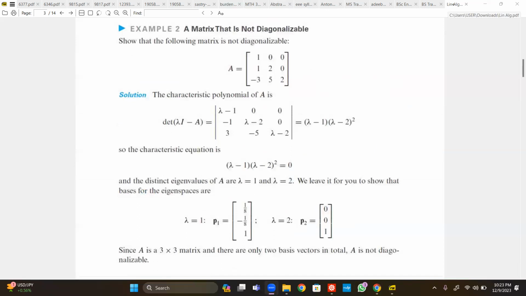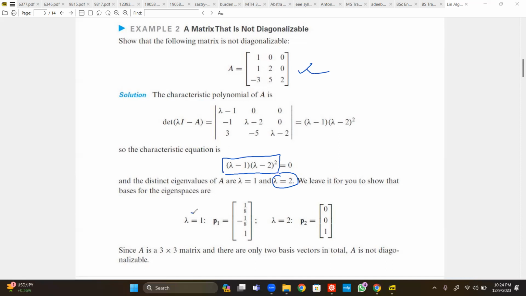So we have another burning question. Is every n by n square matrix diagonalizable? And the answer is no. If the matrix is not diagonalizable, what you get at the end is fewer than n independent eigenvectors. So here's an example for you. Just like the previous matrix, you have two eigenvalues, one once and two twice.